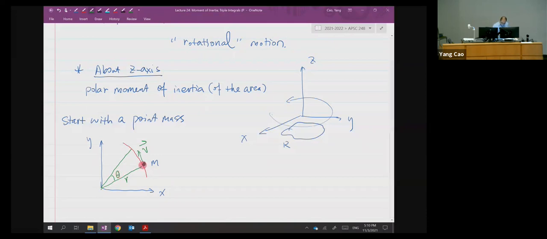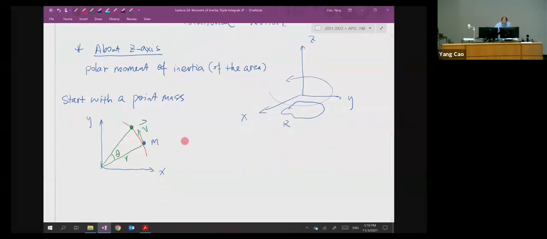And the point mass moves from here to here, right? Technically it moved a displacement given by this arc length. So let's derive some very simple formulas together.